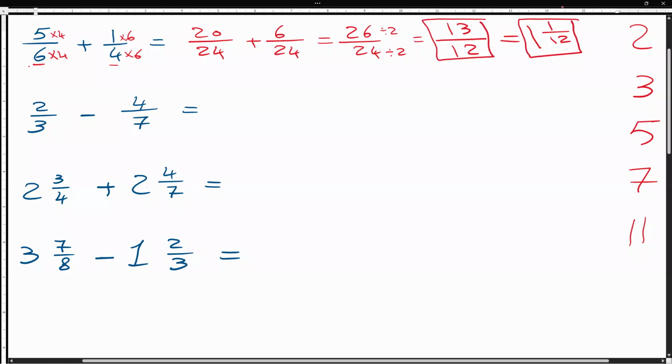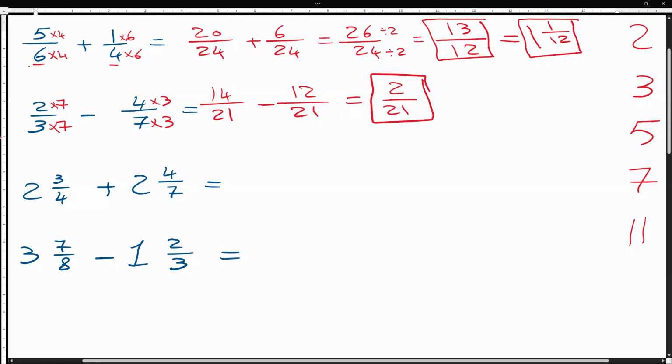One of these. What about this one? Let's see. I will multiply this by 7. I will multiply this by 3. Whatever I do to the bottom, I do to the top. 2 times 7, this is 14 out of 21, minus 12 out of 21. So 14 minus 12, this is 2 out of 21, and I leave it like this because I cannot do anything else to it.